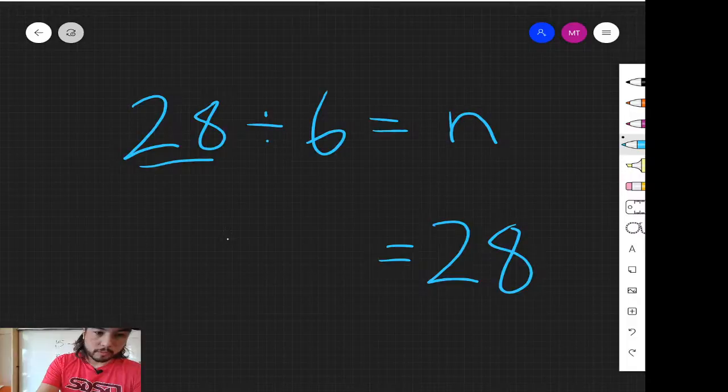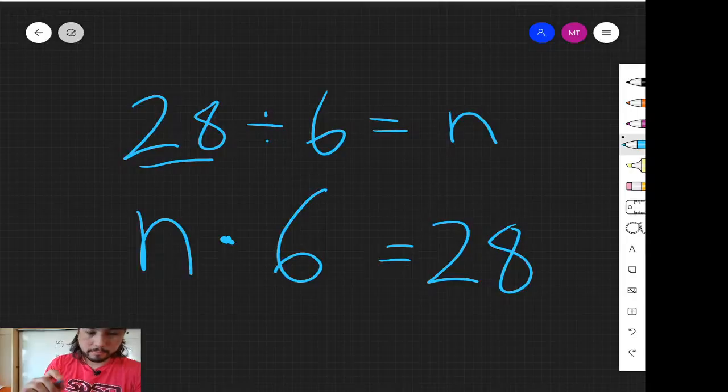So we're going to have a multiplication here. What are going to be our two terms there? I see n times 6 equals 28, and I would agree, right? We're doing 28 divided by 6 to get to n. We've got to do n times 6 to get back to 28. These are our inverse operations.